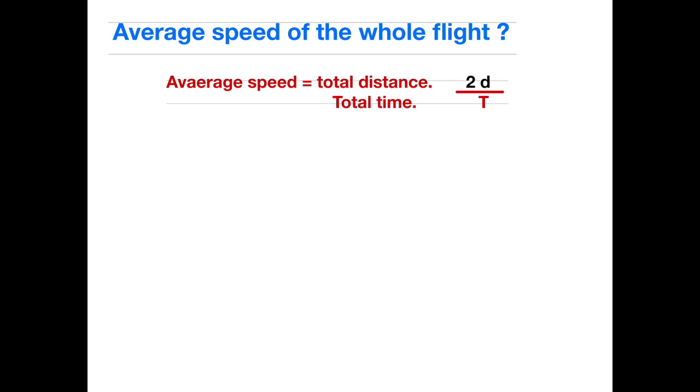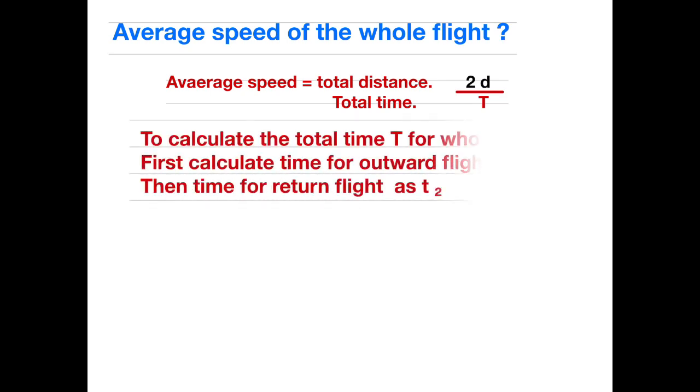Now we don't know how much time it took for the outward flight and for the inward flight. But what we can do is find the time for the outward flight, find the time for the inward flight, and then add both times to get the total time for the whole flight. So to calculate the total time T, first calculate the time for the outward flight as t1, and then the time for the return flight as t2.